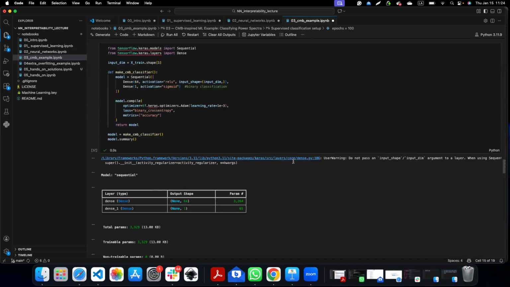Also, one more thing. I wrote dense, which means fully connected.